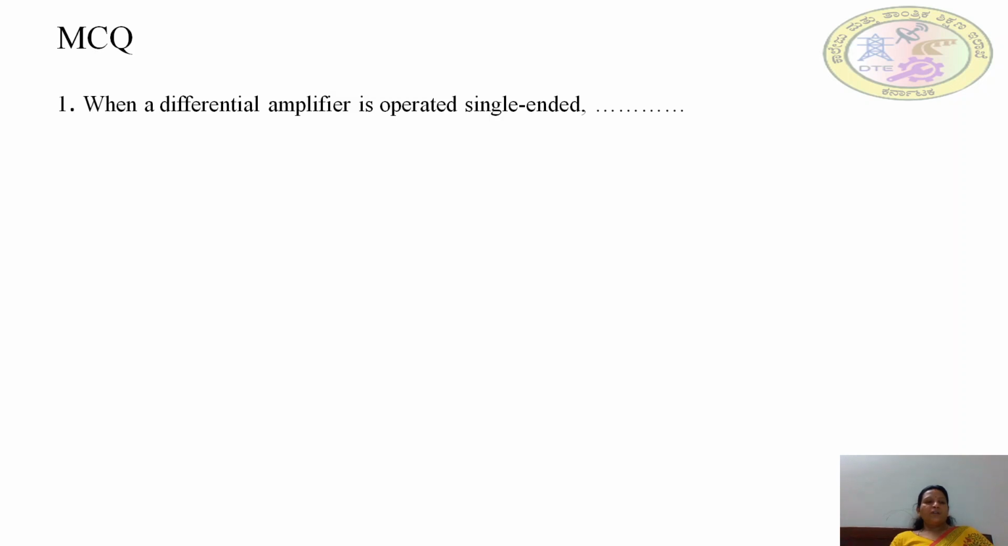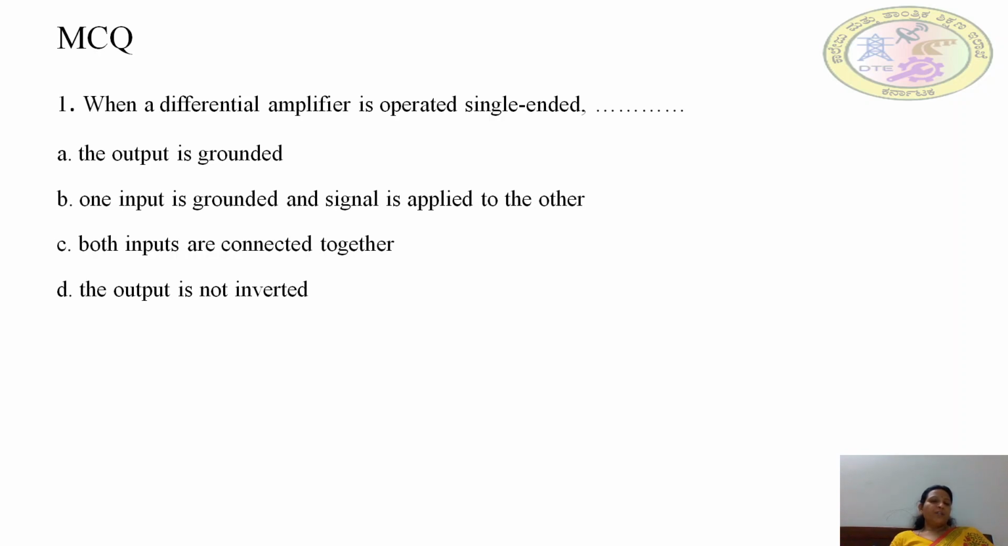So the first question is, when a differential amplifier is operated single-ended. Single-ended means the input signal is applied to one of the terminals, and the other terminal is connected to the ground. So let us see the options. Option A, the output is grounded. Option B, one input is grounded and the signal is applied to the other. Option C, both inputs are connected together. Option D, the output is non-inverted.